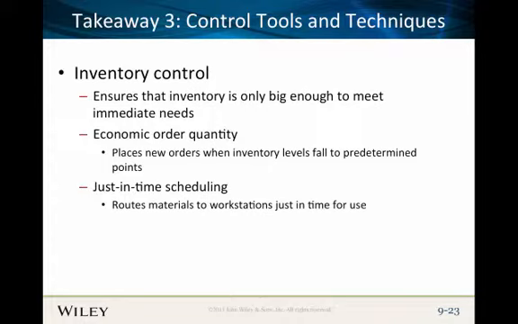Another tool that can be used in control is inventory control tools. What you do here is ensure that your inventory is only big enough to meet your immediate needs. A lot of times firms stock up on inventory. They have what's called a buffer stock because they're uncertain about demand, or they're even uncertain about their processes and the stability of their production. They're not sure if they're going to have enough products on hand, and they're not necessarily sure what the demand is going to be.